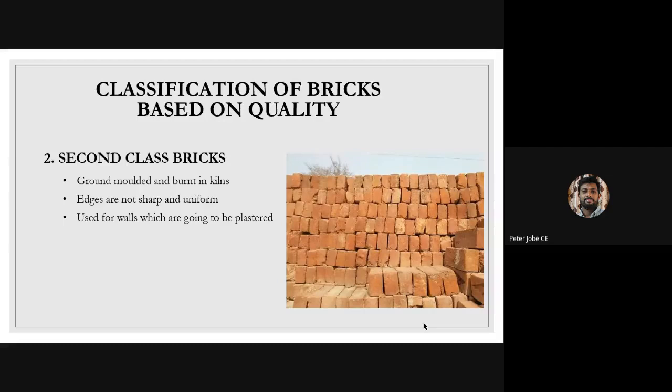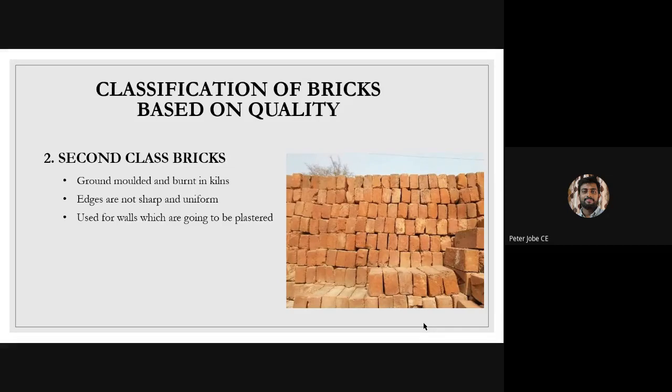So second class bricks, obviously, will be much cheaper than the first class bricks, and these bricks will be used for construction of walls where plastering will be done. That means we will apply a cement mortar on the brick wall, so that the ugliness of second class brick won't be exposed. Also, properties like water absorption will be worse, the water absorption will be more for a second class brick. That means all these properties will be of lower quality compared to first class bricks.